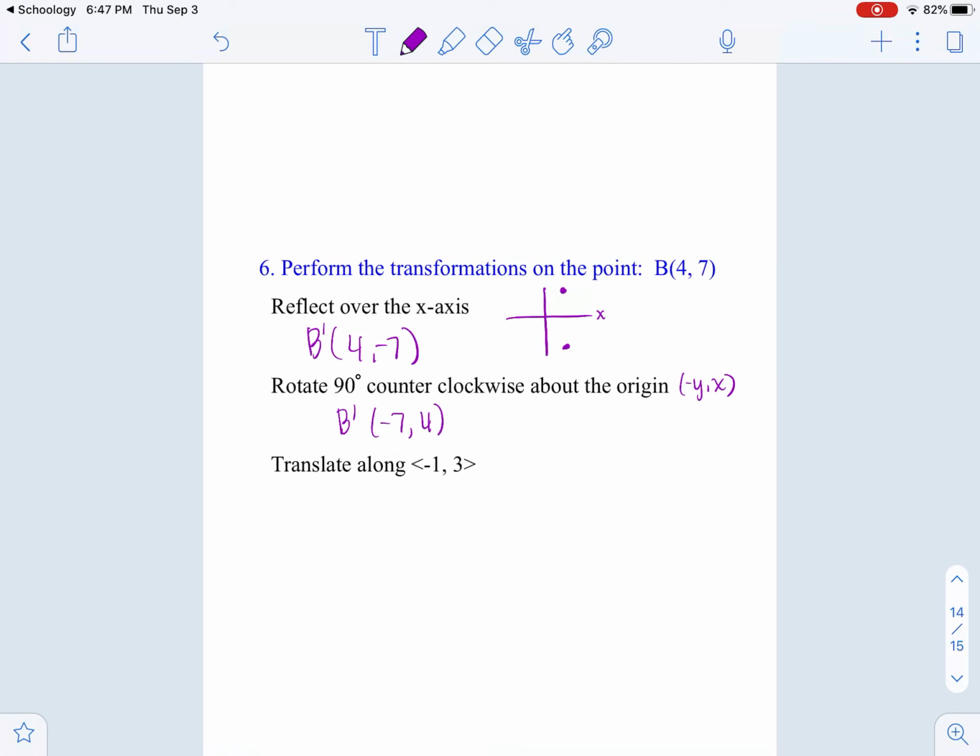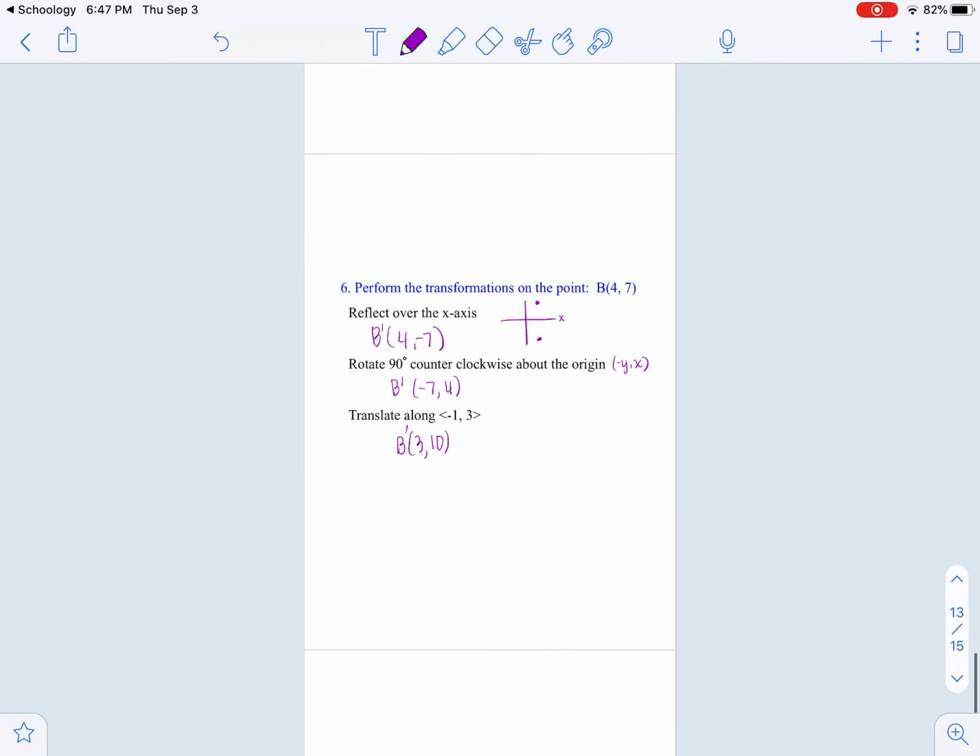Last one, translate along the vector -1, 3. So I'm moving to the left 1, which is 3. I'm moving up 3, which is 10.